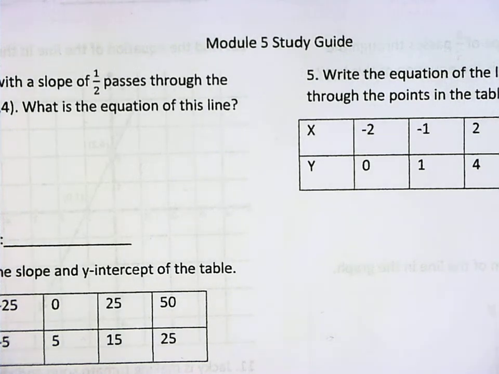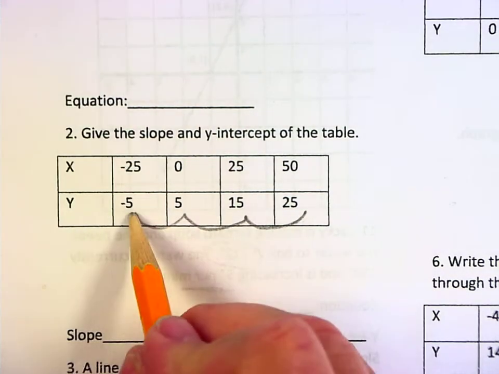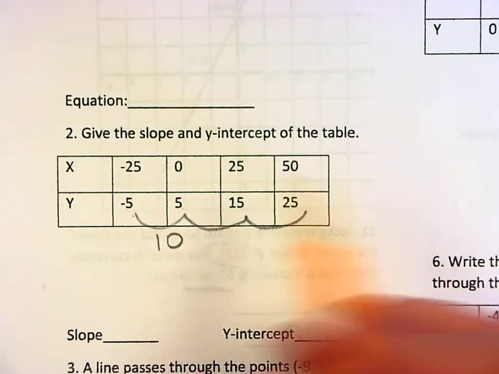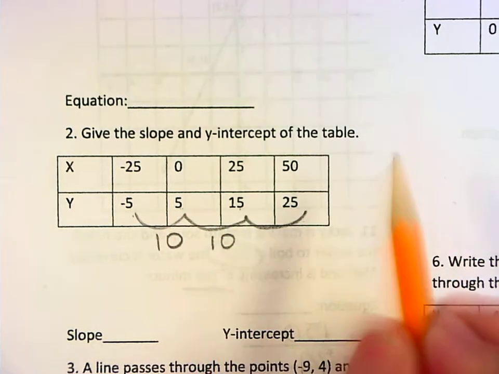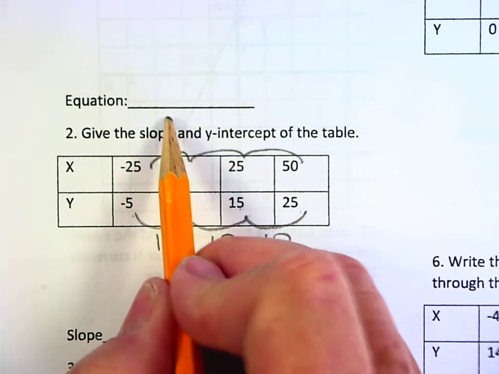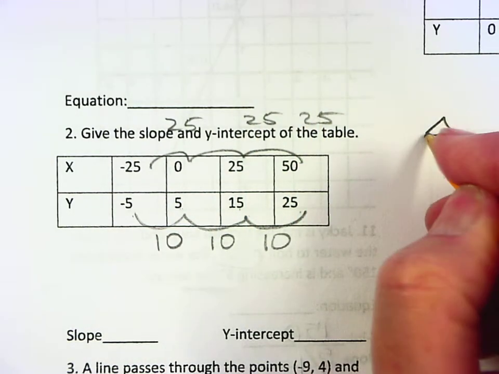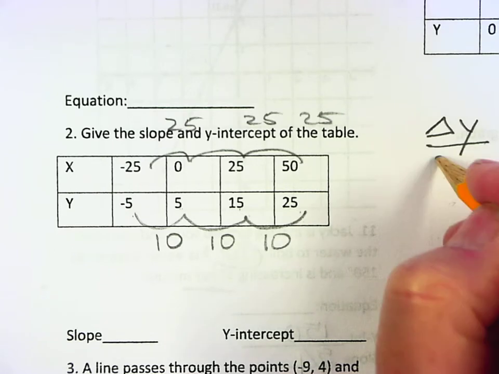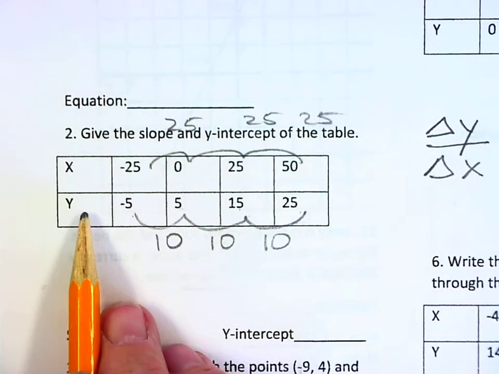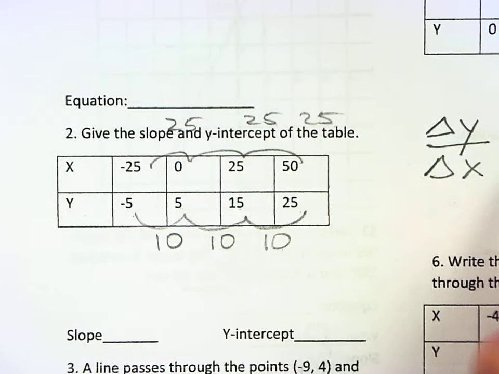Okay, the last video cut us off, and we were just completing the change in y's down here. So from -5 to +5 is a change of 10. From 5 to 15 is a change of 10, and from 15 to 25 is a change of 10. And these were all a change of 25, 25, and 25. Remember, it's the change in y over the change in x. My y's are down here, so all my y changes are 10, and the corresponding x changes are 25.